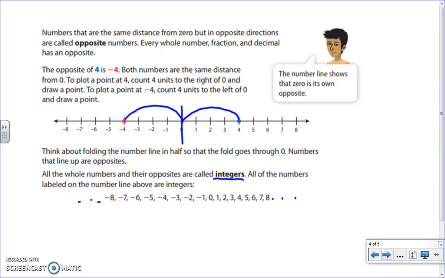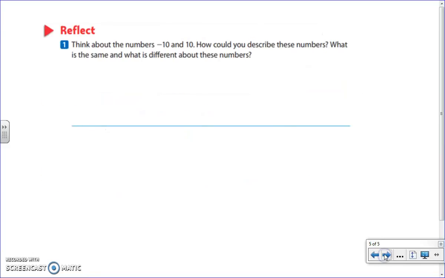When we start adding decimals and fractions, we start talking about what we call rational numbers. But they're only rational if they have a pattern or they end. We'll learn a little bit more about that later this year.